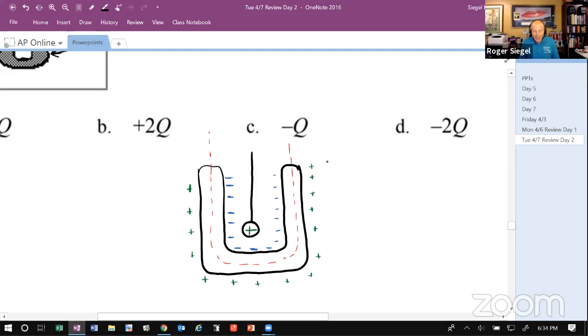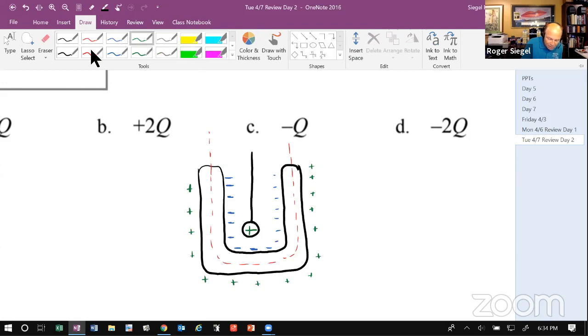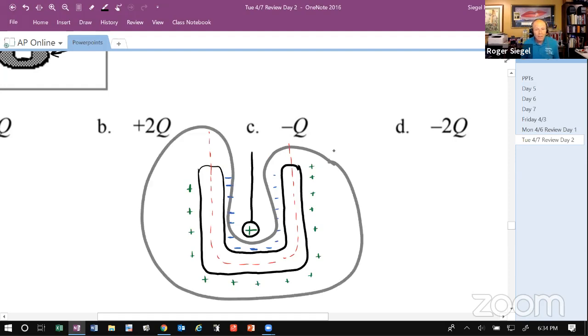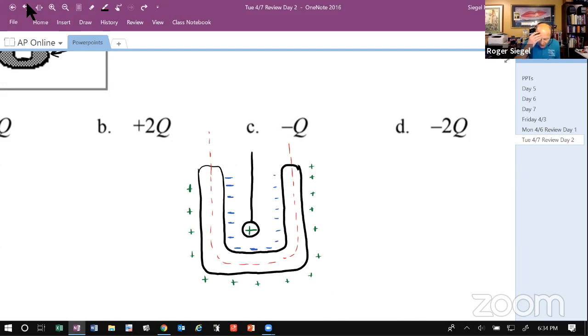Now, if you just look at the can, and I'll erase this in a minute, it's neutral because it has equal numbers of positive and negative charges. And the inside of the jar has now also been made neutral, because we have positive and negative charges.